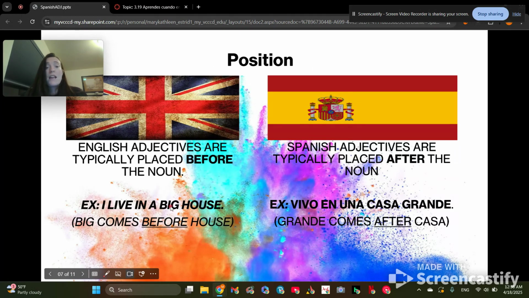Position. English adjectives are typically placed before the noun. I live in a big house. Big comes before house. If you said, I live in a house big, you would sound absolutely crazy. Spanish adjectives are typically placed after the noun. Vivo en un casa grande. Grande comes after casa. Now there's an exception with some nouns like bueno and malo.